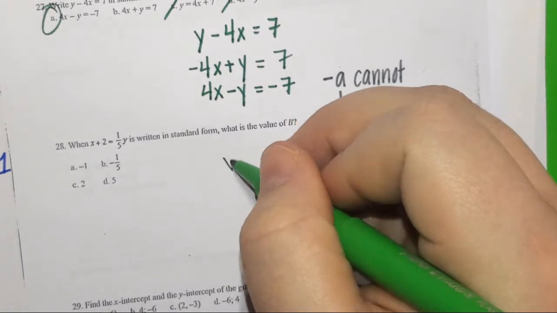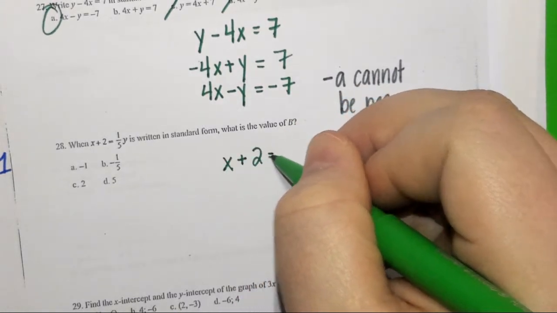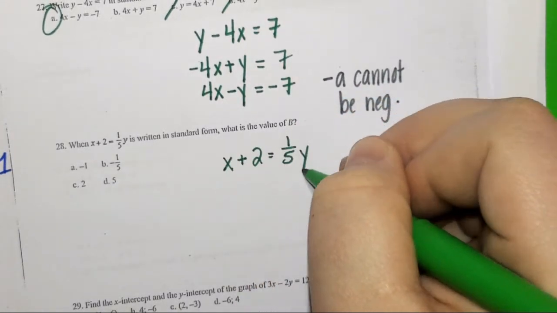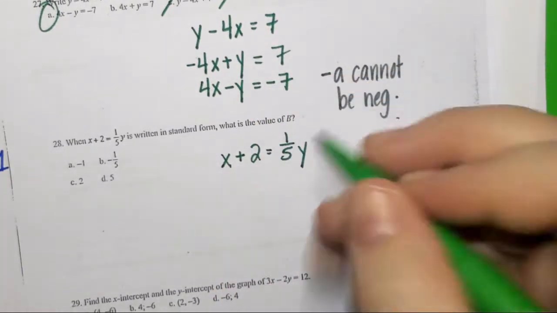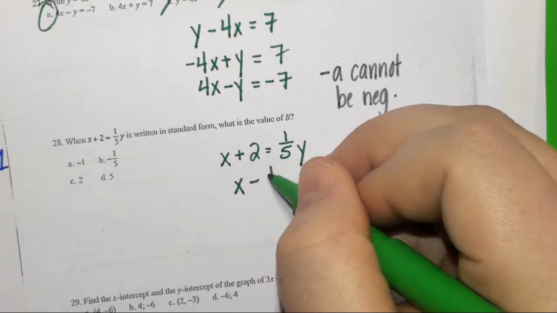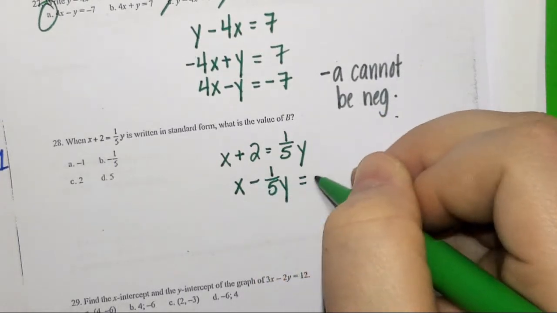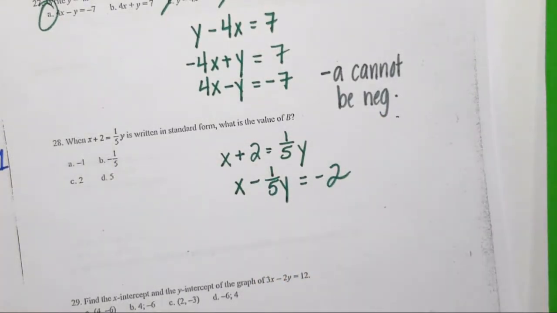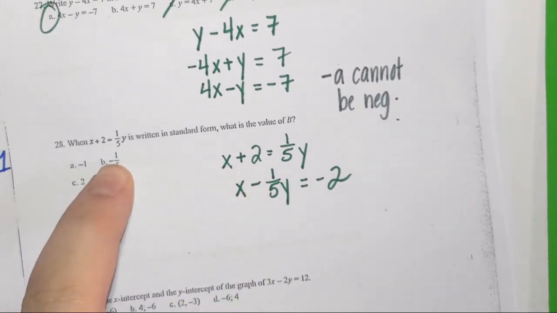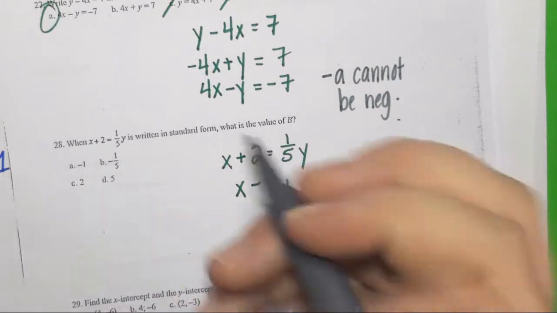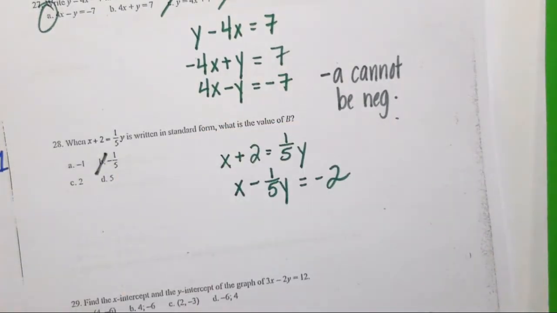Okay, 28's along the same lines. x plus 2 equals 1/5 y. They want us to put it in standard form. I'm going to move the y over, move the 2 over, so I'm going to have x minus 1/5 y equals negative 2. So my gut said, hey, I've got negative 1/5. Negative 1/5 is an answer. That's what I'm going with. And that would be wrong.